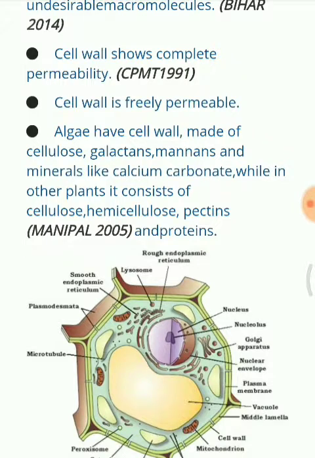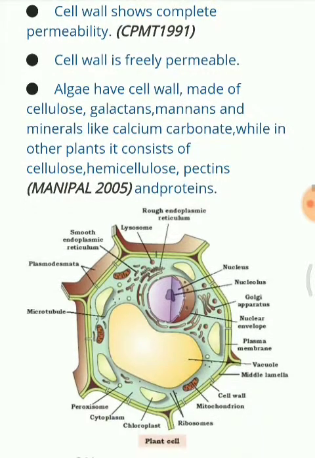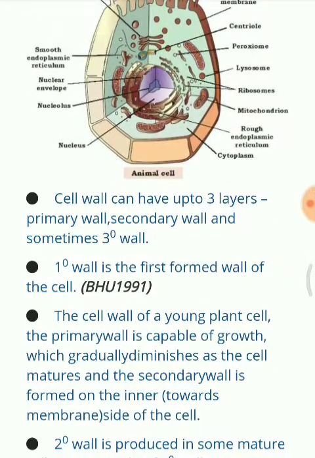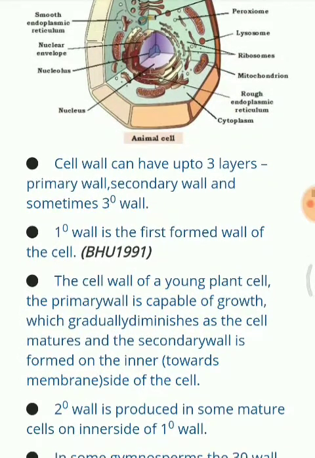Algae have a cell wall made up of cellulose, galactans, mannans, and minerals like calcium carbonate, while in other plants it consists of cellulose, hemicellulose, pectins, and proteins. Very important: the cell wall can have up to 3 layers: primary wall, secondary wall, and sometimes tertiary wall. Primary wall is the first formed wall of the cell.